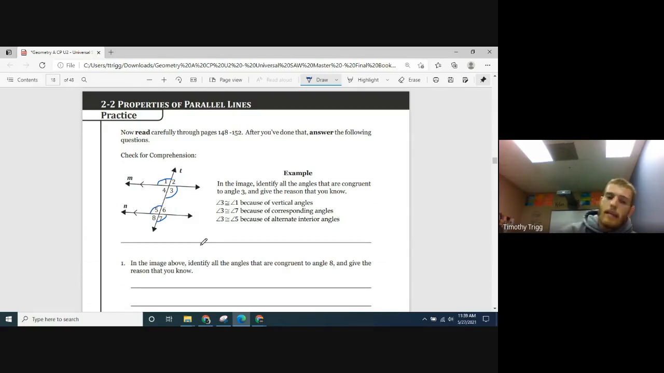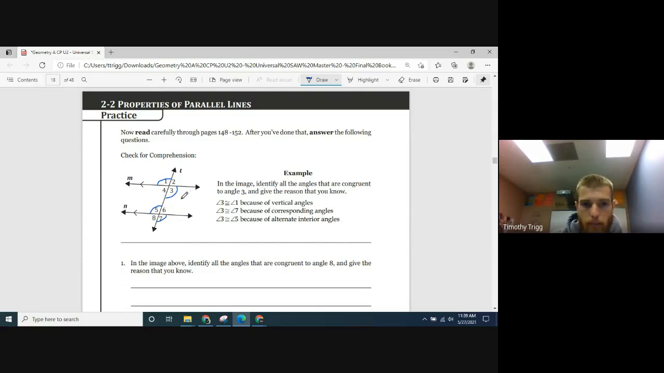So the key thing here is that when you have two parallel lines, in this case M and N are parallel, and they're cut by a transversal, in this case the transversal is T, it creates a lot of congruent angles, a lot of angles that have the same measure. In this case, angle 3 is congruent to angle 1. Angle 3 is also congruent to angle 7. And angle 3 is also congruent to angle 5.